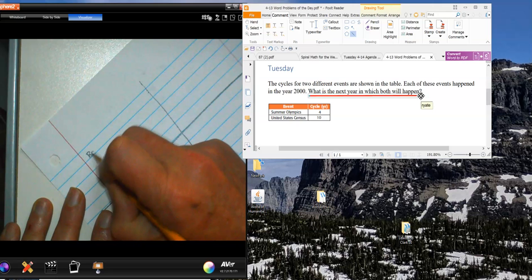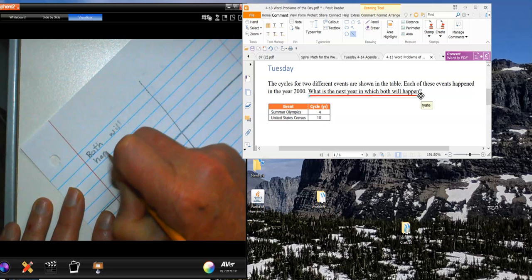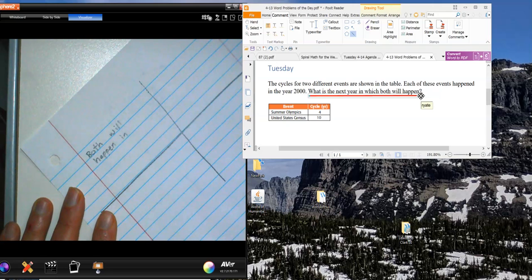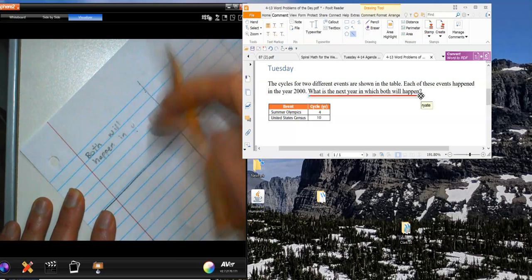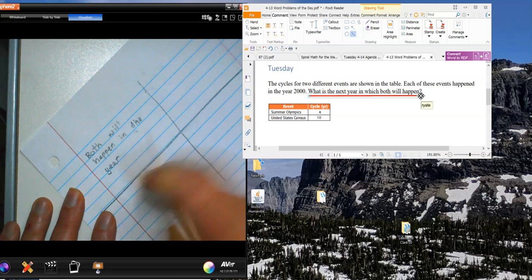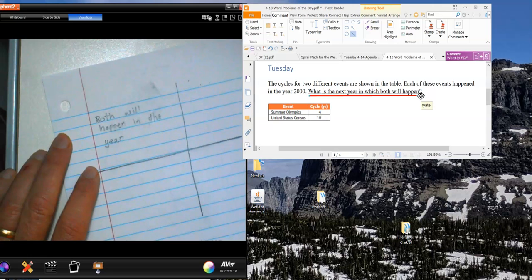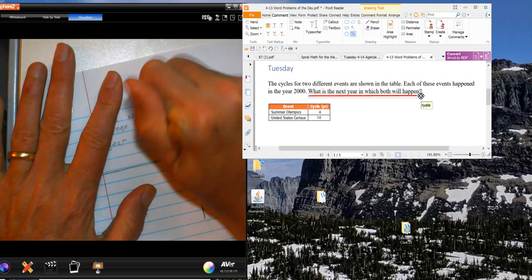And I could just make it really simple and just say both will happen in, and you could say in the year or just in, but since I use the word year, I just say in the year. So I like the words both. Oh, a little bit difficult to see that one. A little shiny today. Let me turn on the backlight here so it's a little bit easier to see. All right, so both will happen in the year blank.